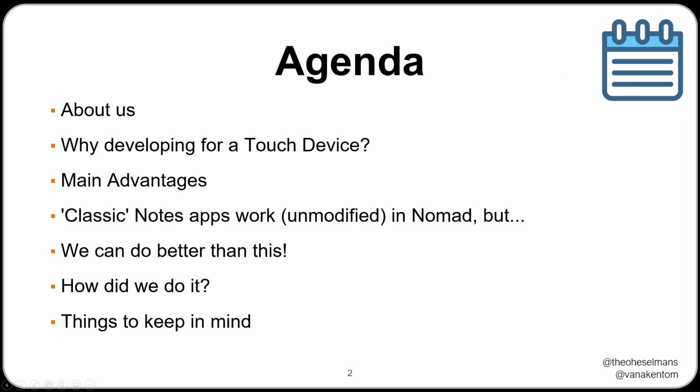So this is the agenda we're having. We're going to do both of us. So just a few slides for each one of us, and then we're going to talk about why would you develop a touch device? What are the main advantages of doing this? Then we're going to look at a classic Notes app, and we're going to see that it does work on Nomad, but yeah, we can do a lot better than that. And then we're going to show you how we did this. And finally, Tom is going to conclude with some really neat stuff that you have to keep in mind.